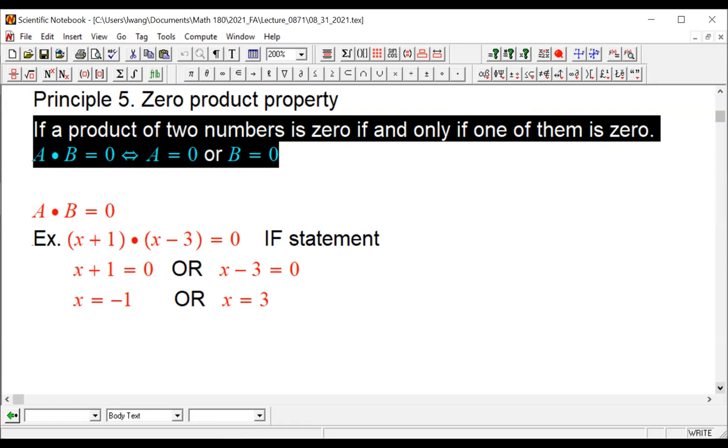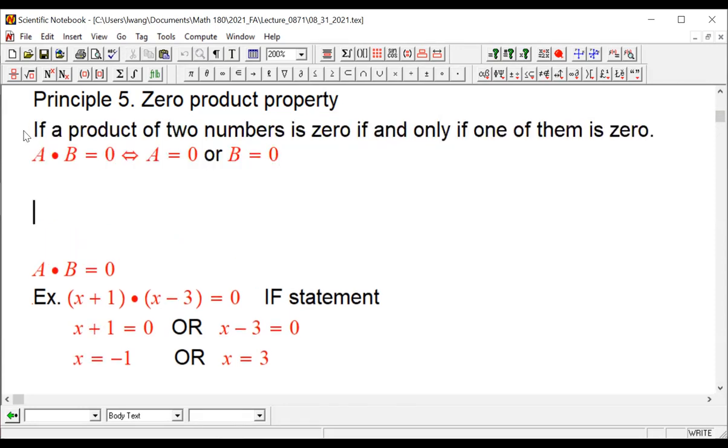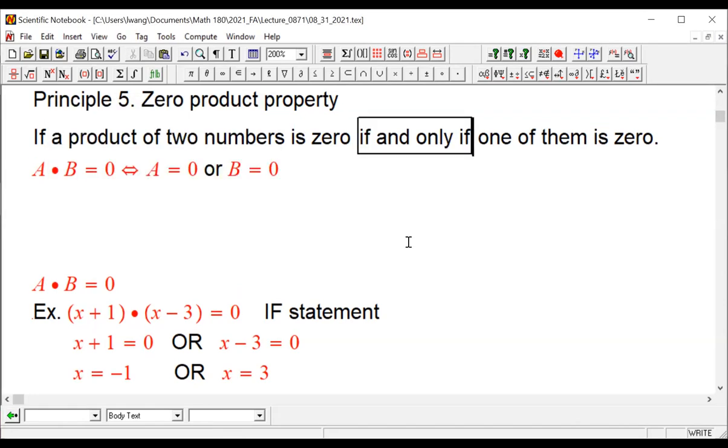Now, do we understand this principle? That's the question. So let's see what the statement says. In this statement, you see there's something called if and only if. What does that mean? You guys are in for a treat, because I only saw this phrase when I was taking a calculus class in my younger years.